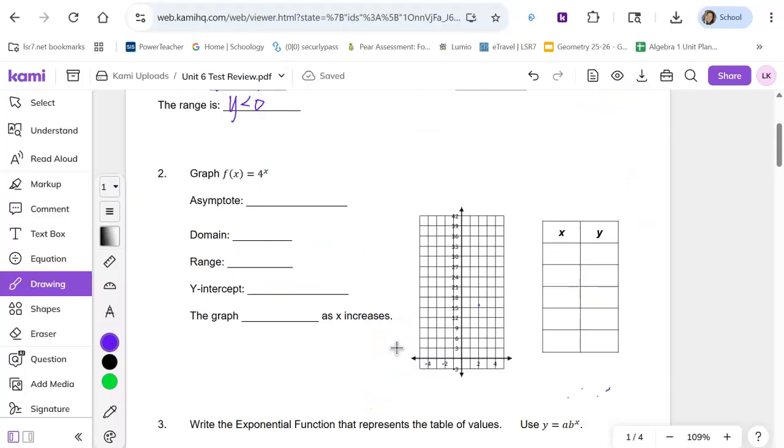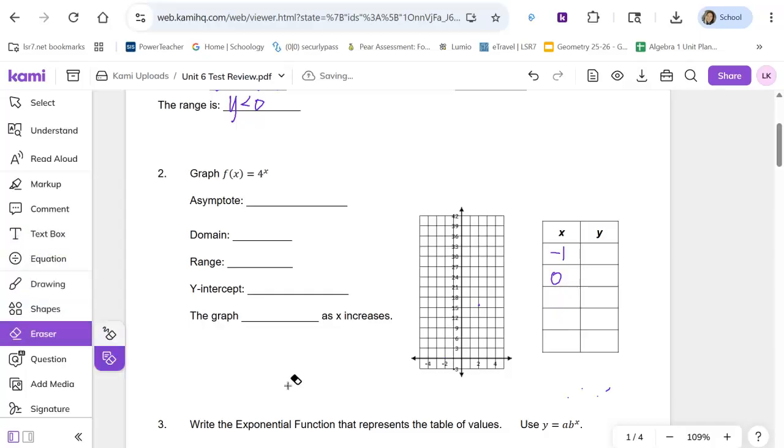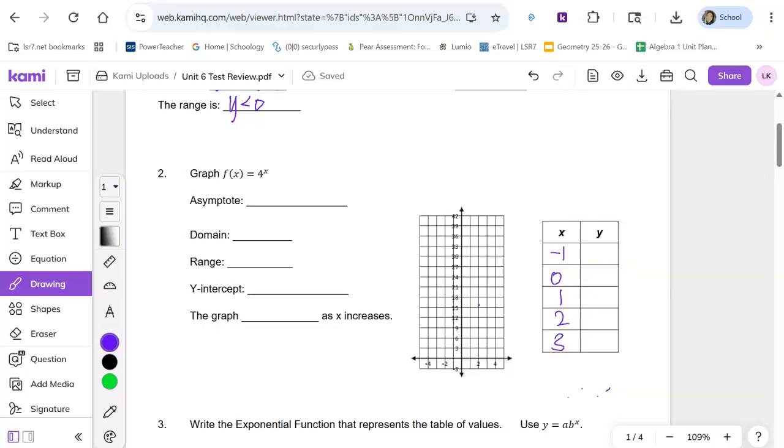For the graph of f of x equals 4 to the x, we're going to plug in -1, 0, 1, 2, 3. So 4 to the -1 power is 1/4. 4 to the 0 power is 1. Anything to the 0 power is 1. 4 to the first power is 4. 4 to the second power is 16. And then 4 to the third power is 64.